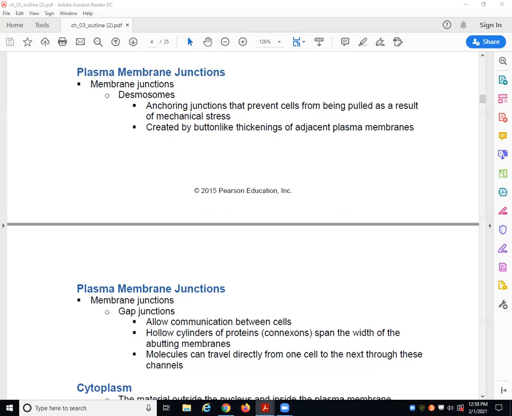So remember, tight junctions: impermeable, no communication. Desmosomes are anchors, and gap junctions allow communication.